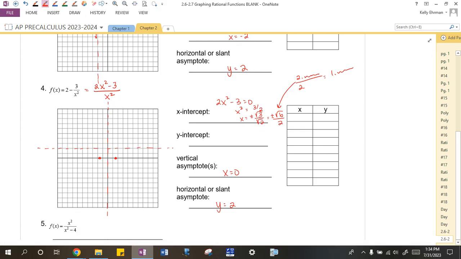Okay, here's the good news about this. We're done. We don't need any extra points because the graph has 2 branches. They're both on the same side, which makes sense. It's a something over x squared graph. So yeah, I don't need extra points because I already know where the 2 branches lie.